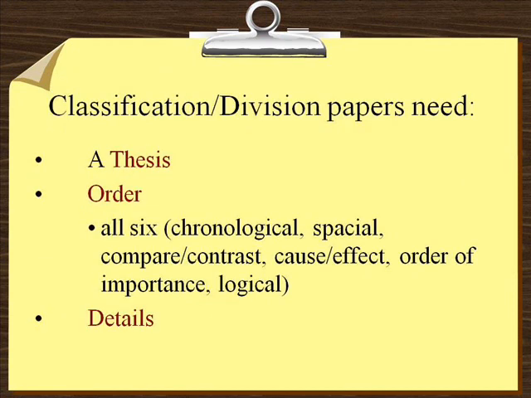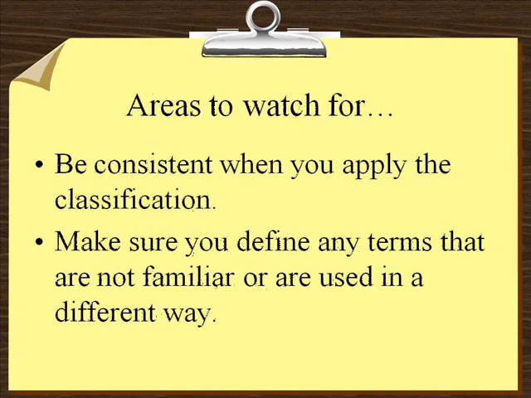Both classification papers and division papers need a thesis, order, and details. Note that you can use any of the 6 orders for these papers, depending on what the subject is. There are a few things you need to watch out for when you're writing these papers. Make sure that you stay consistent when you choose to apply classification. Once you start in a direction with carving up your parts, continue down that path through the whole paper.